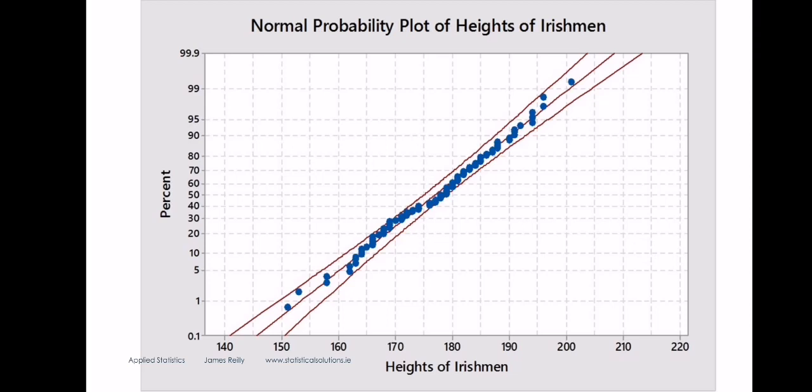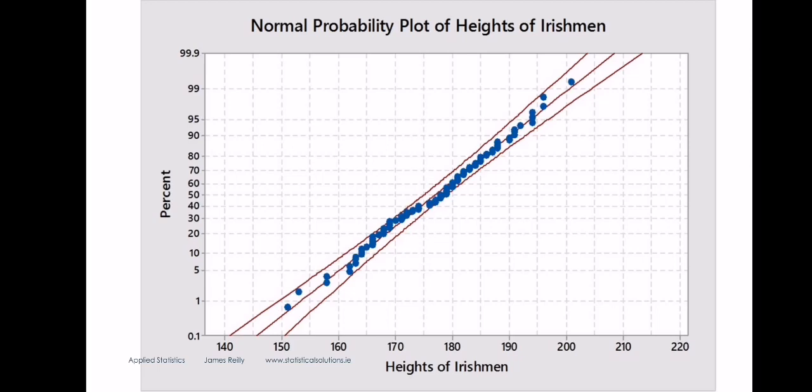It takes the distribution and transforms the vertical axis onto a scale such that the plotted data will be linear if the data follows that particular distribution. So we can see here that the heights of Irishmen plotted on a normal probability plot fall approximately along a straight line, which indicates that the normal distribution is a good fit to those data.